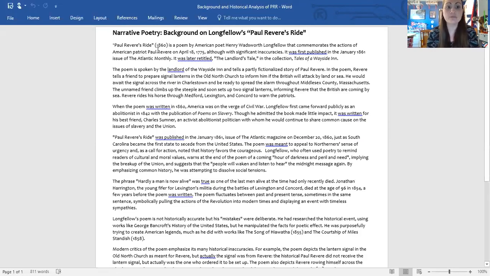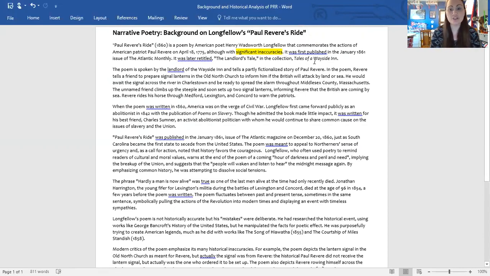Paul Revere's Ride, written in 1860, is a poem by American poet Henry Wadsworth Longfellow that commemorates the actions of the American patriot Paul Revere on April 18th, 1775. And you know that that's the setting of the story. And this is during the Revolutionary War. Although with significant inaccuracies. Well, what does that mean? Something that's inaccurate. So it's not historically correct.